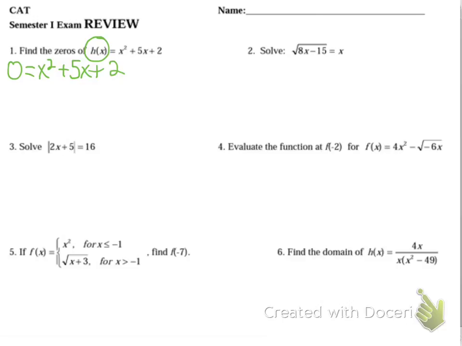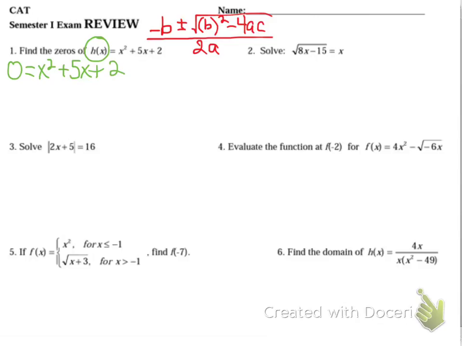My first instinct is to factor this because your a value is 1, which makes it nice and easy. But your only factors of 2 are 2 and 1, which do not add up to 5. So another method we have for solving quadratics is using the quadratic formula, which I'm going to put right here for us to look at.